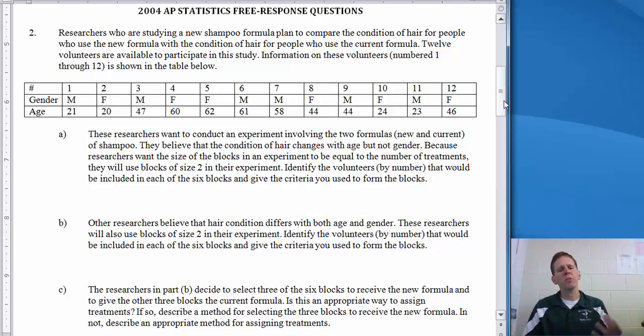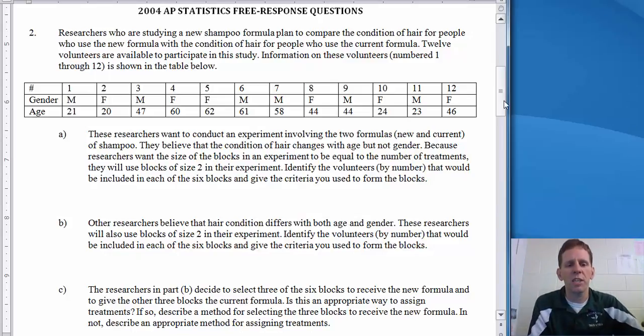In Part A, researchers want to conduct an experiment involving two formulas, new and current, of shampoo. They believe the condition of hair changes with age but not gender. What this means is researchers are basically saying, you know what, as people get older, the hair kind of changes, but really there's not a big difference between male and female hair.